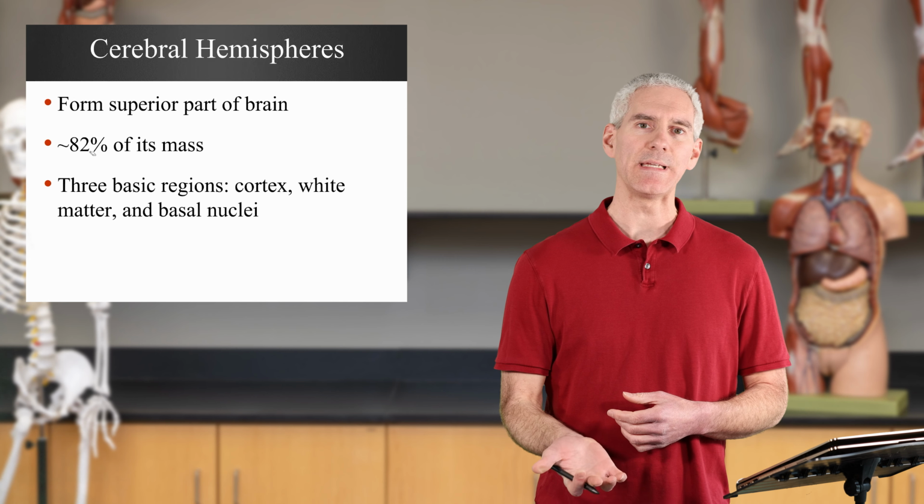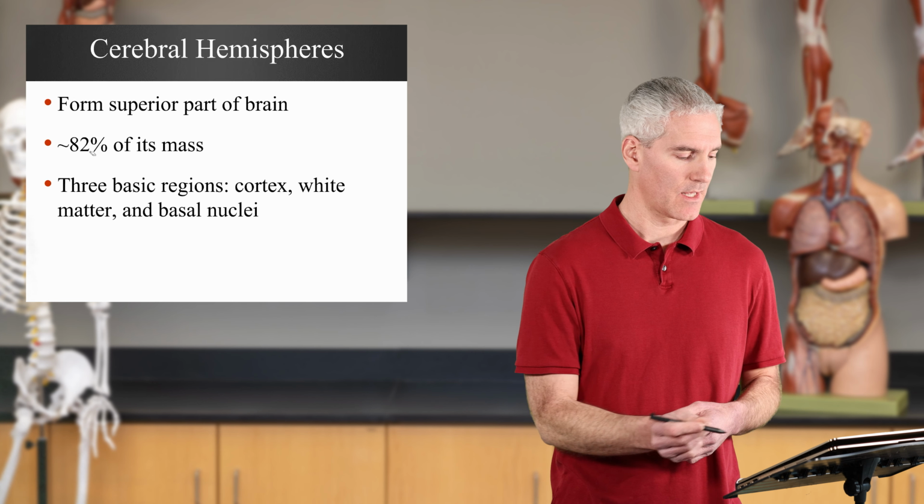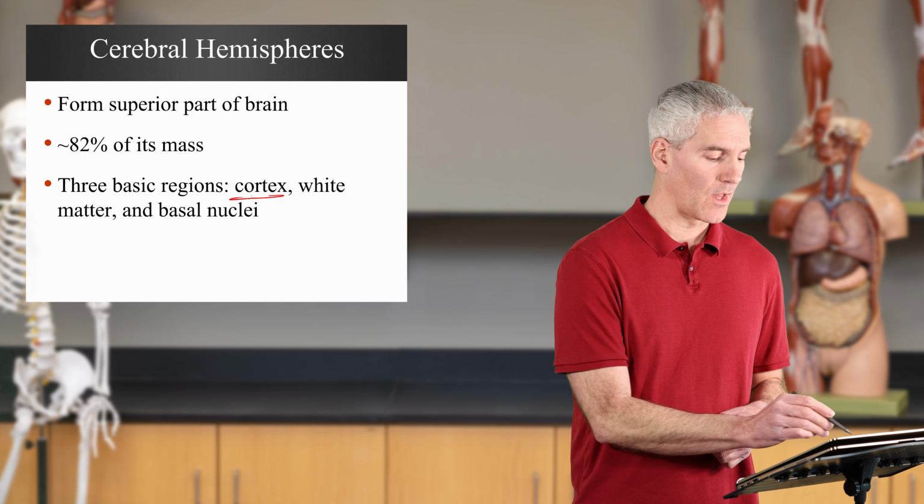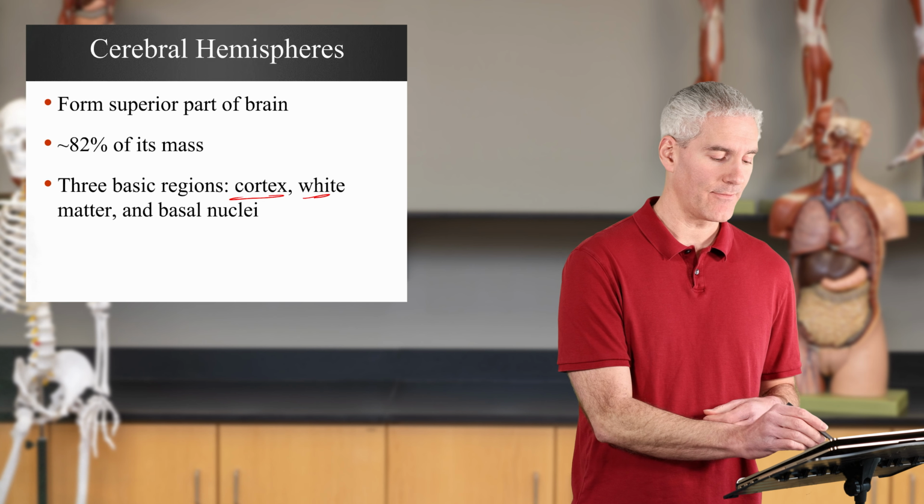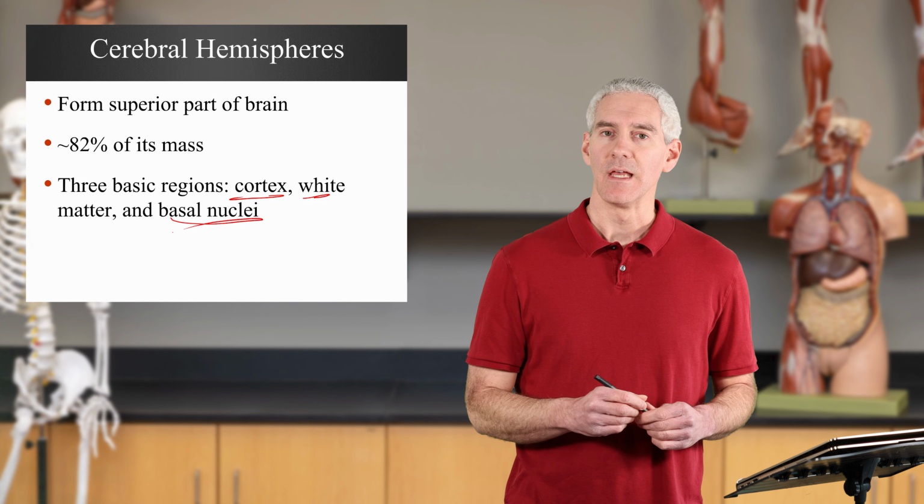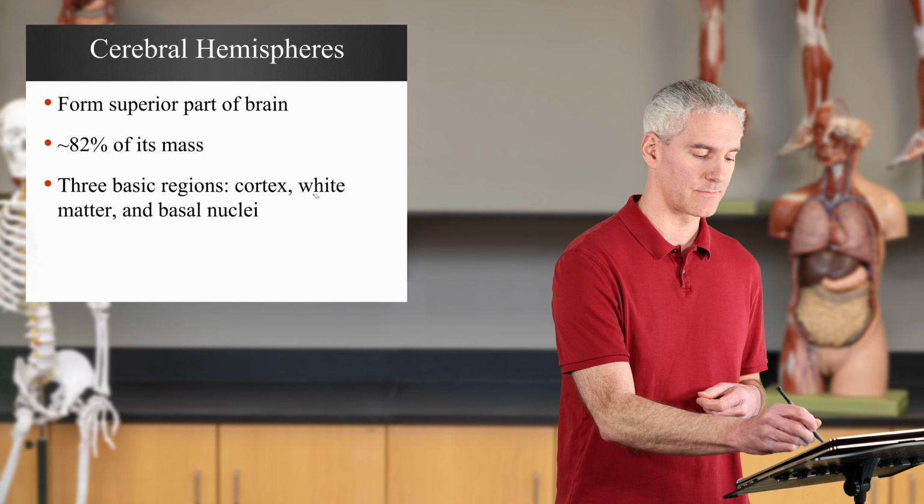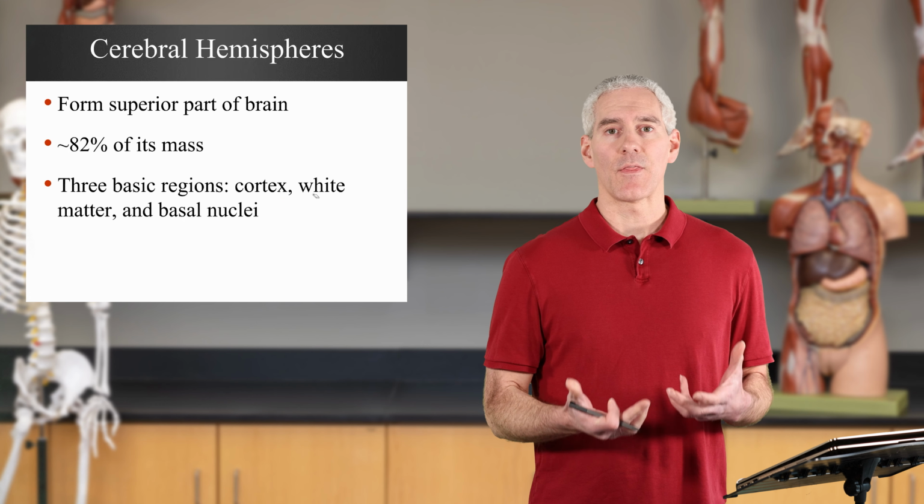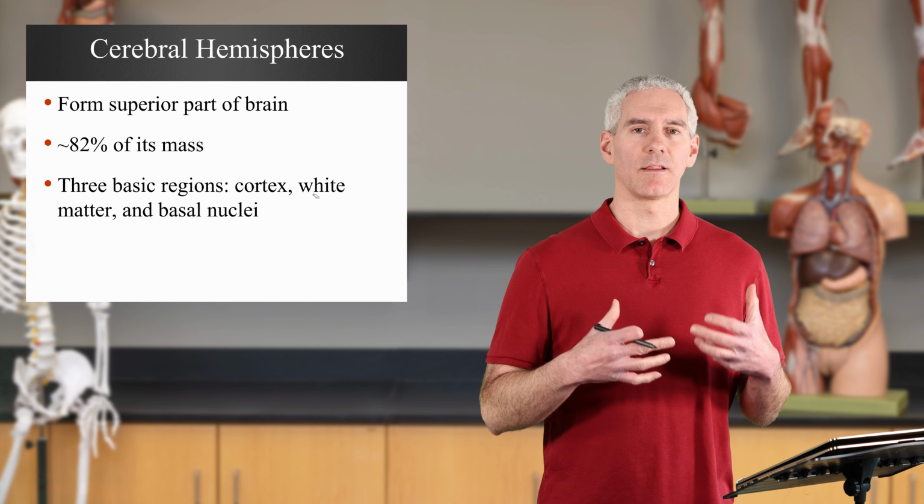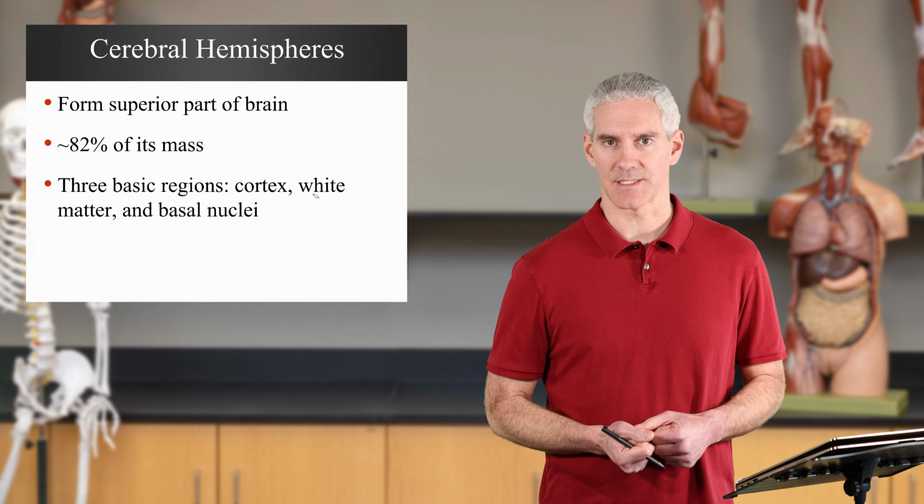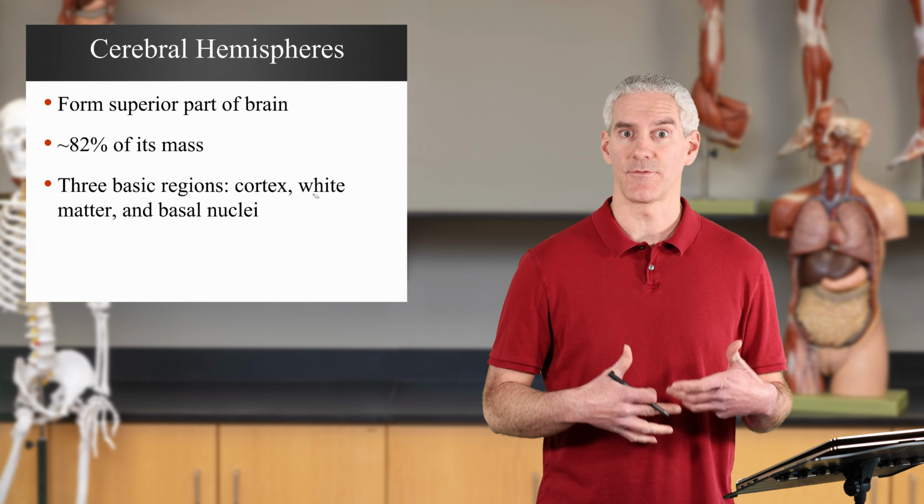And they have three main regions. You have the cortex, you have the white matter, and then you have the basal nuclei. Together, those all become your cerebral hemispheres. Now, these hemispheres are what allow you to have your thought processes. It's kind of traditionally what you think of when you think of your brain.